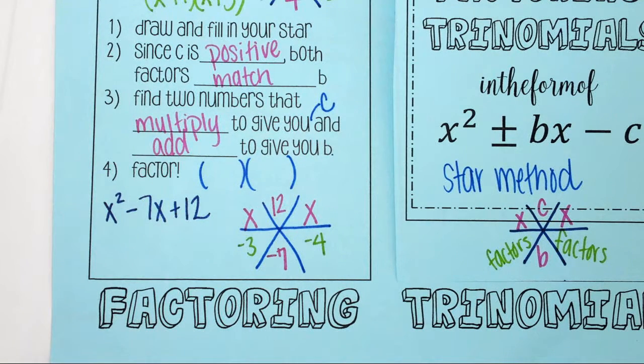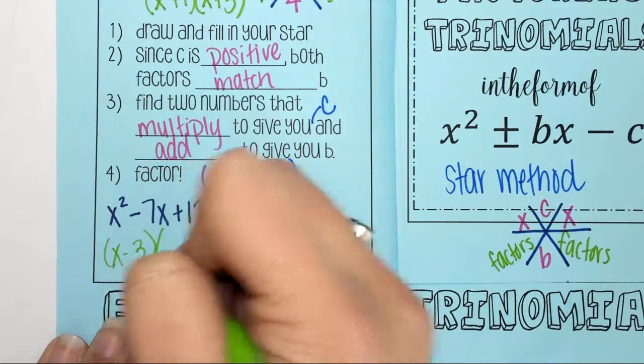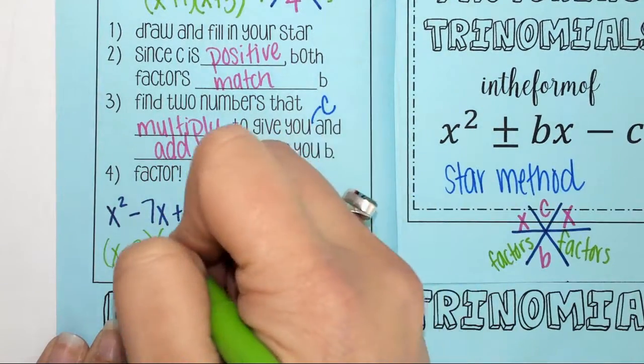All right, how do I write my parentheses? X minus 3. Can someone else answer? You do X minus 3, and then you do X minus 4. Good, take a point.